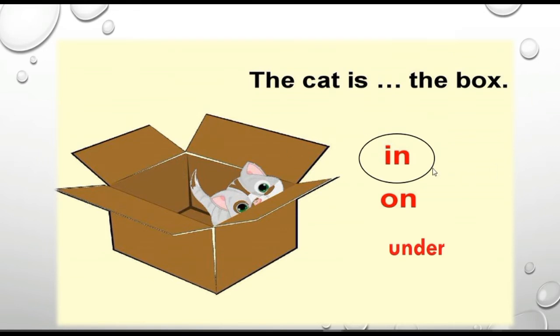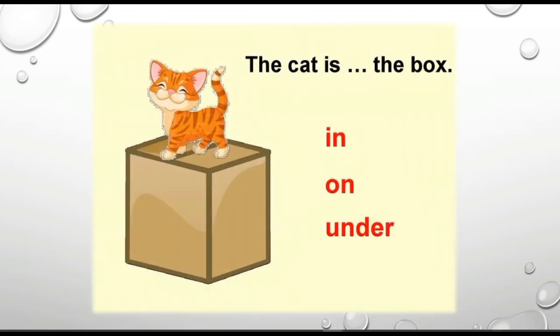Well done. Great. Let's go to another question. The cat is dash the box. So where is the cat, my smart students? Is it on the box, under the box, or in the box? Let's see. Wow, super students, well done. The cat is on the box. Well done, great.